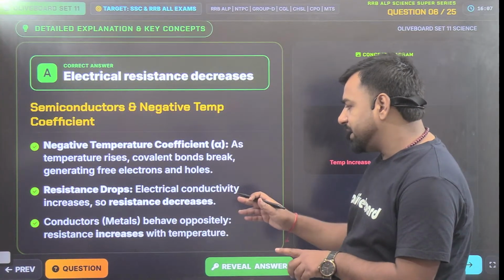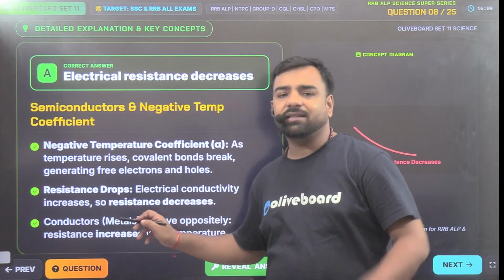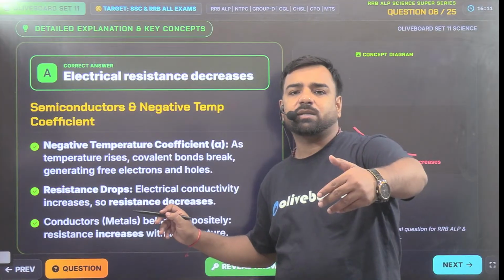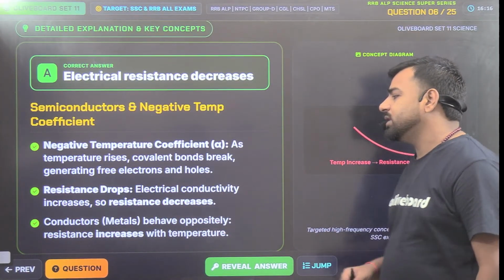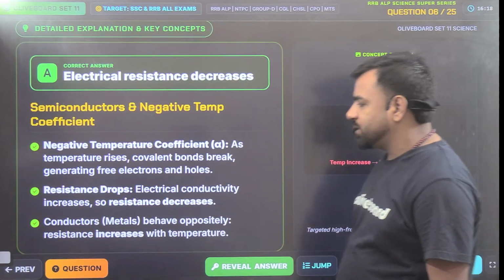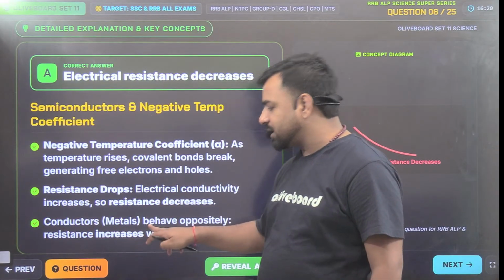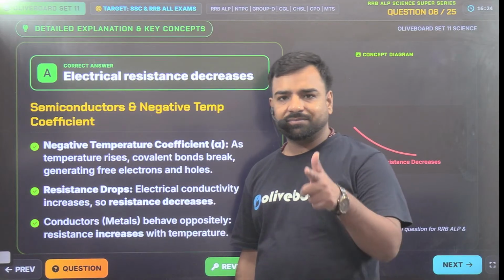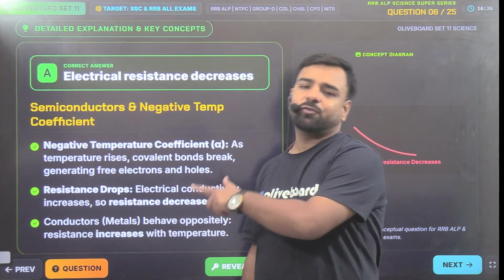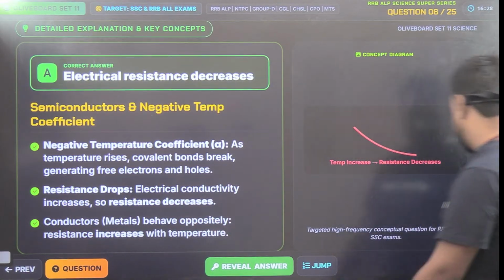And for the metals, just the opposite concept is there. In the case of metals, or we can say conductors, they behave oppositely. Resistance increases with the temperature. So it depends. The question is asking about the metals, or is it asking about the semiconductor? Is it clear? So do not get confused in the examination. Okay, so this is also done.